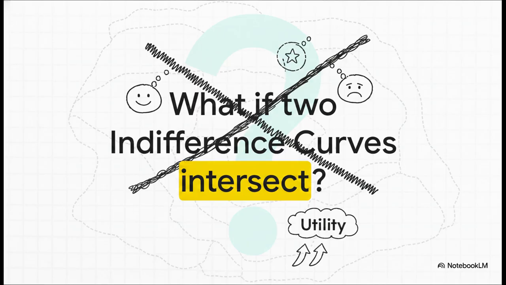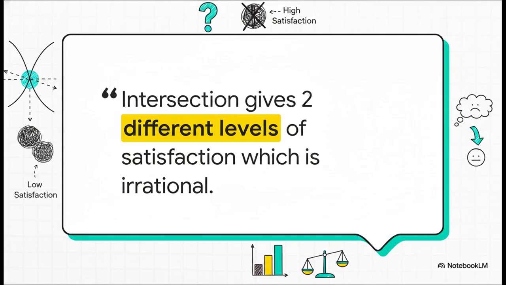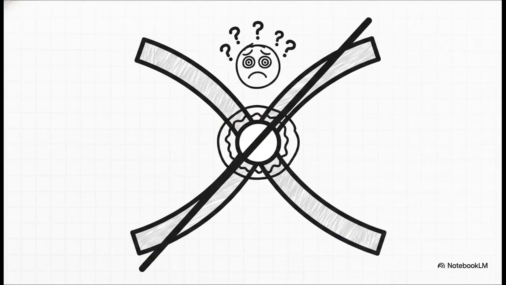Now ask yourself this. What would actually happen if two indifference curves intersected? We just established that different curves represent entirely different levels of satisfaction. What if you drew them on a map and they accidentally crossed over each other like a giant X? Well, the answer is a total economic absurdity. As the theory states, a combination corresponding to the point of intersection would give two different levels of satisfaction, which is meaningless and irrational. Let's summarize the foolproof logic of this non-intersection proof.